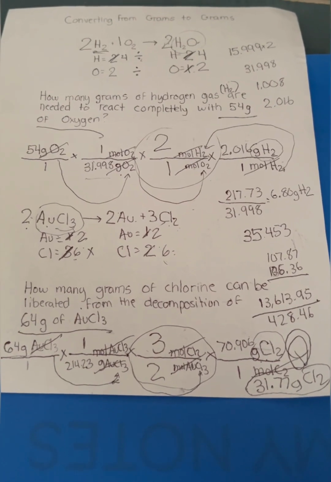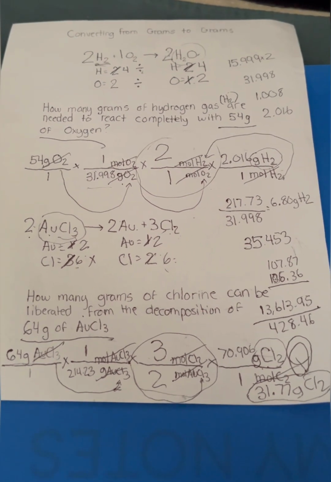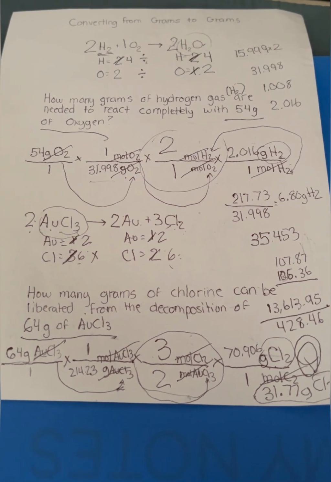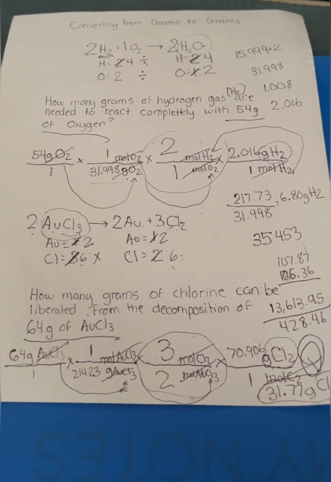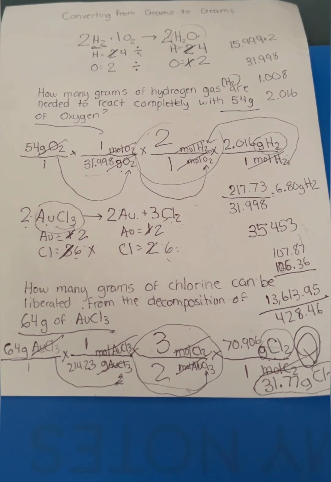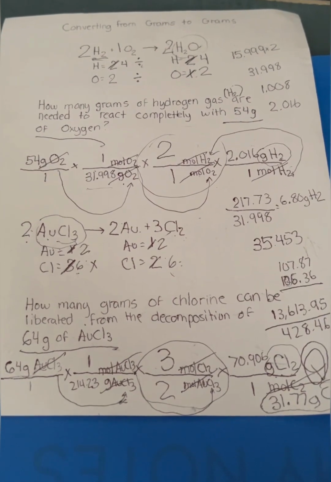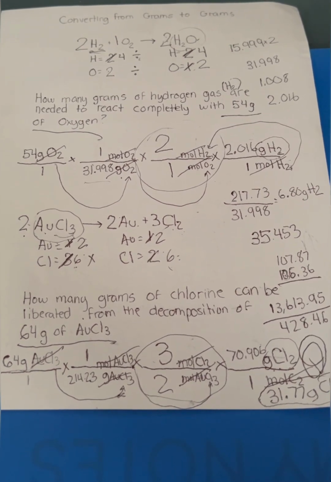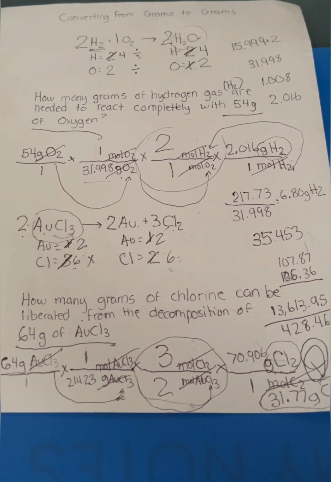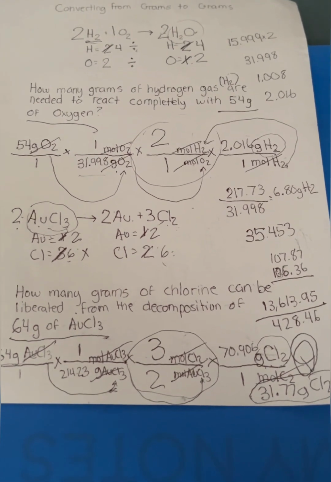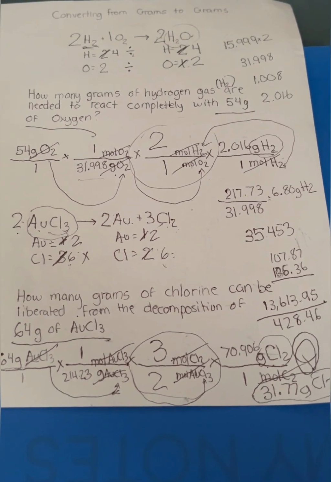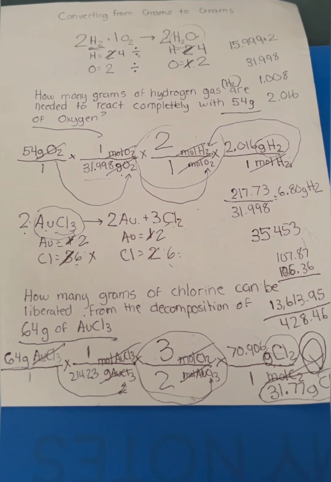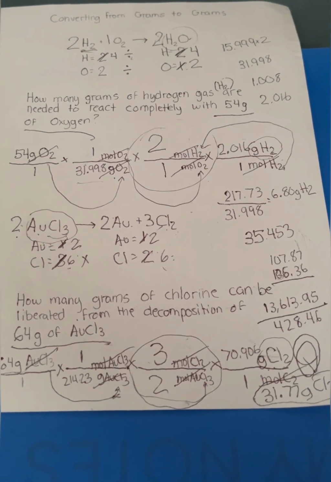I just realized the camera cut some of it off. But yeah, so that's the work that was cut off by the camera. So you started out with 64 grams of AuCl3. Then you're going to put grams of AuCl3 on the bottom of the second line and moles of AuCl3 on the top. Then for the third line, that's going to be the molar ratio. So you're going to put moles of AuCl3 on the bottom and moles of Cl2 on the top, and it's a 3-to-2 ratio.